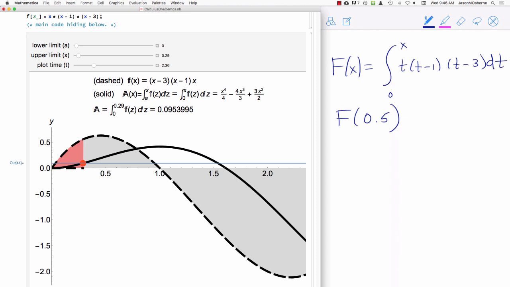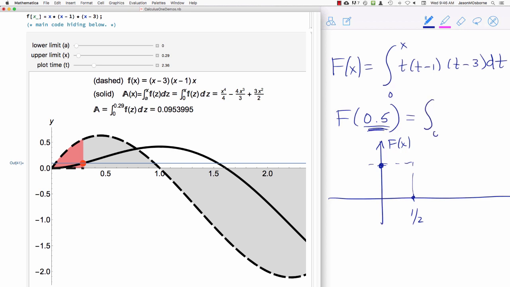How are we getting a graph of f of x? Right? You could plot that a point at a time. Pick a value of x and then figure out what its y value is going to be. How do you find its y value? Well, you have to evaluate the function. To evaluate the function, you integrate from 0 to 1/2 t times t minus 1 times t minus 3 dt. Okay. How would you compute that?